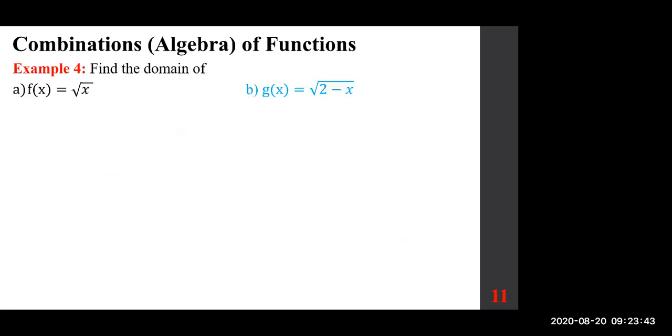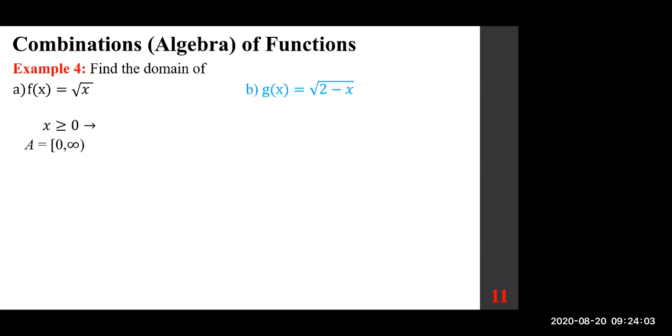We are given f of x equals square root of x and g of x equals square root of 2 minus x. The first one is very obvious. We've seen it. We've seen the graph. It's an essential function. We know the domain: x is larger than or equal to 0, and that means from 0 to infinity.